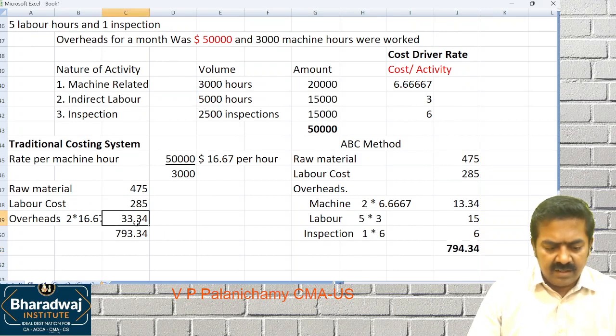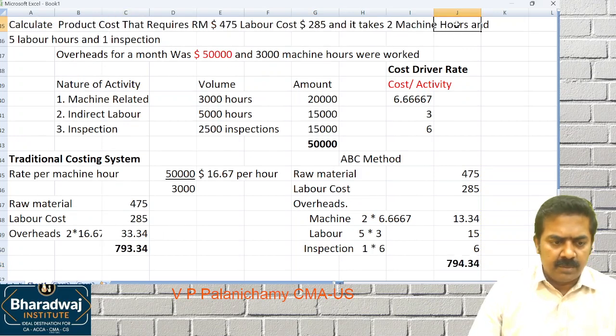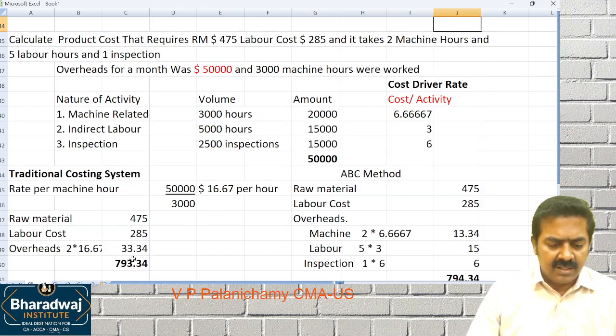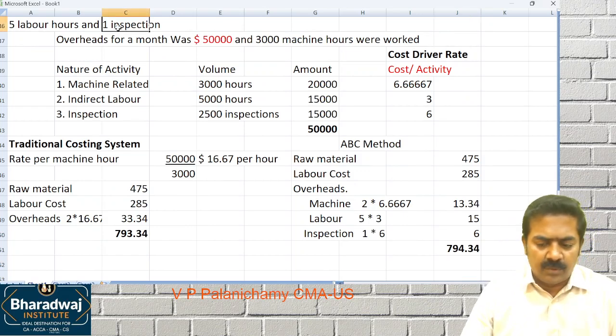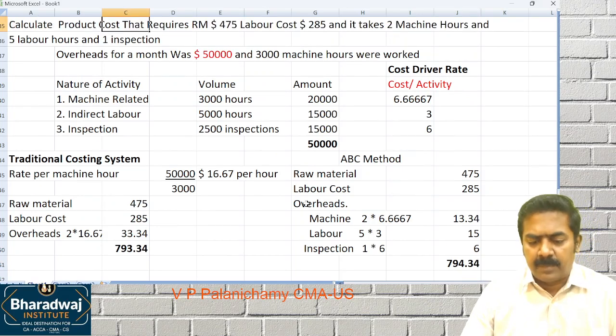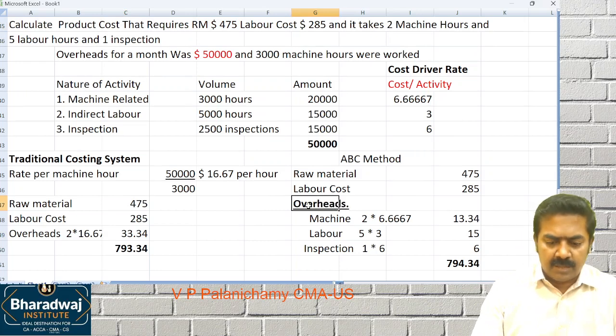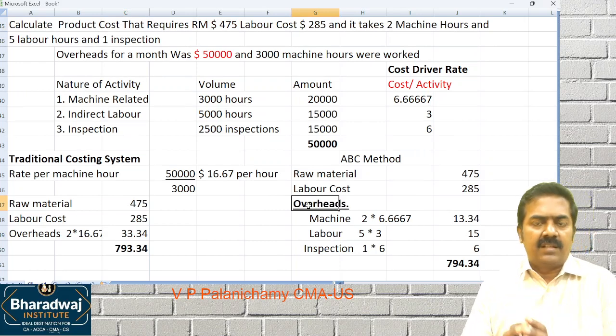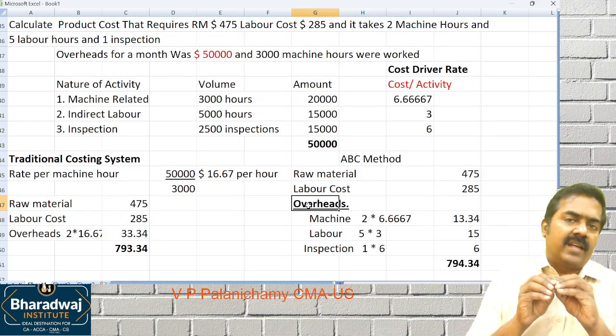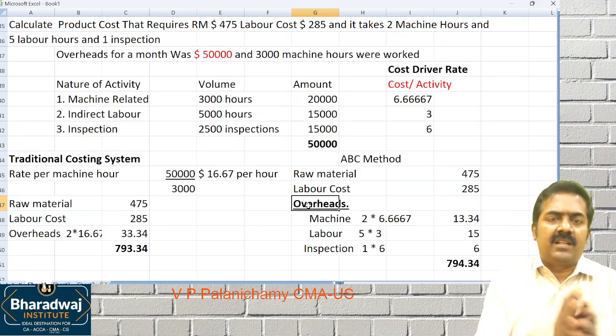You can find under traditional method, the cost is underabsorbed. Underabsorbed means we are charging less to the customer, 793.34. But under the activity-based costing method, it is 794.34. The cost is properly absorbed. So how do you say properly absorbed? What is the activity? What is the cost? And for this job, what is the activity performed? Then we assign the cost.